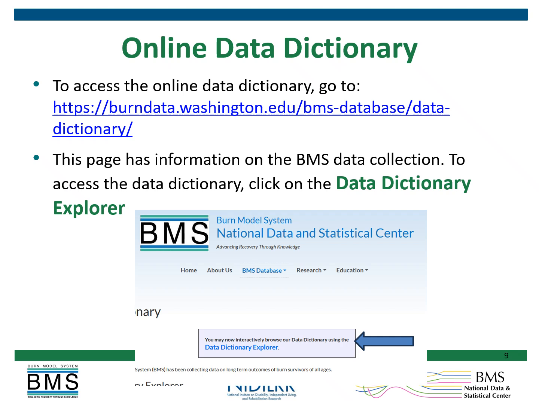Today I'm going to talk about the Online Data Dictionary. To access the Online Data Dictionary, go to the page you see on your screen. This will take you to a landing page that has information on the BMS data collection that goes more in depth than what I'm providing today. Then, to access the Data Dictionary, click on that Data Dictionary Explorer tab that you see below on your screen.